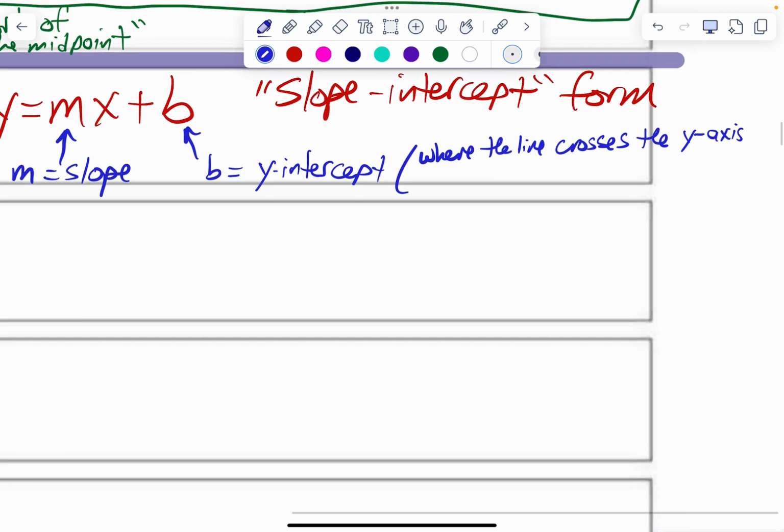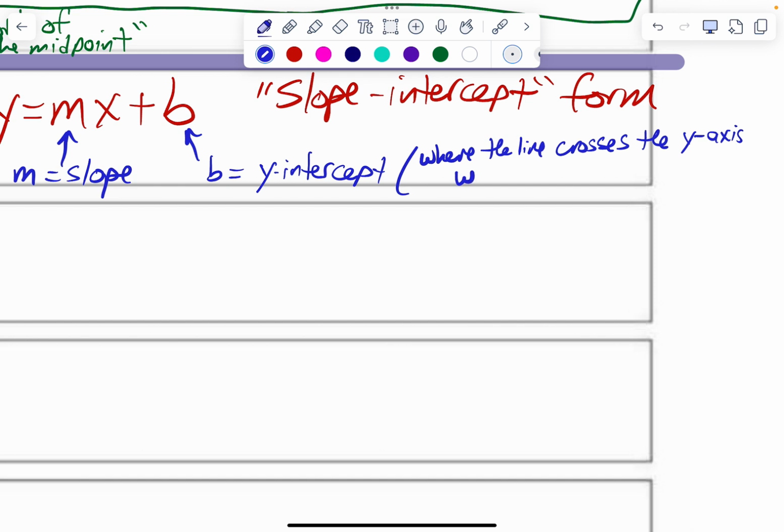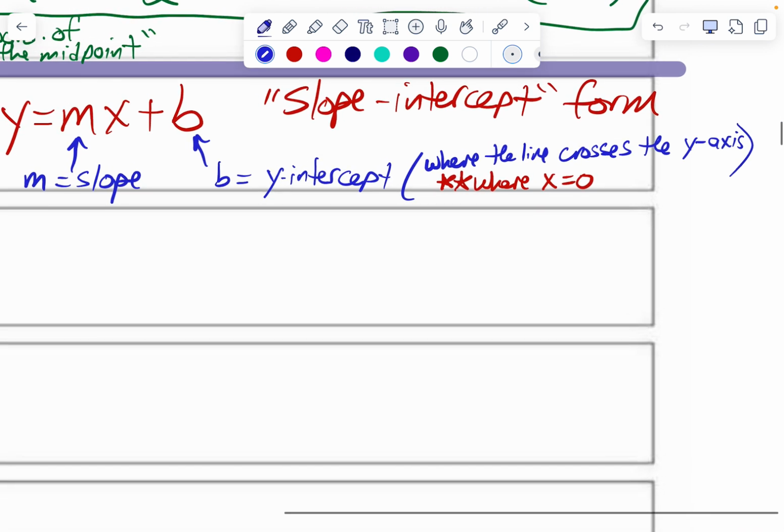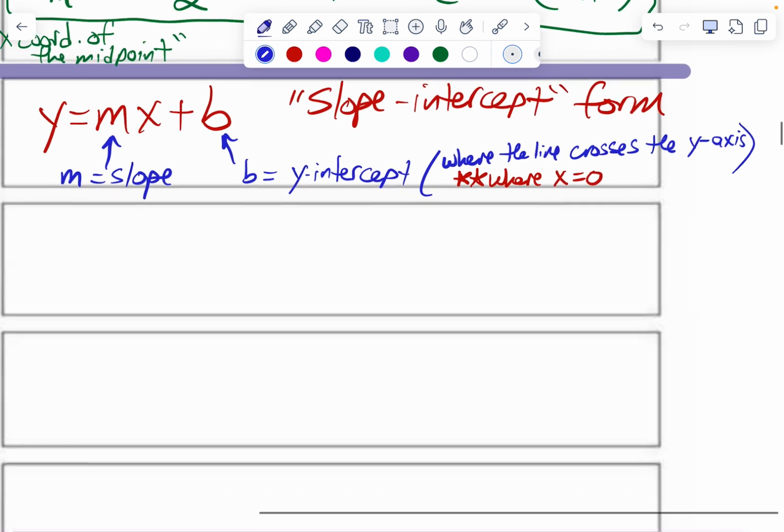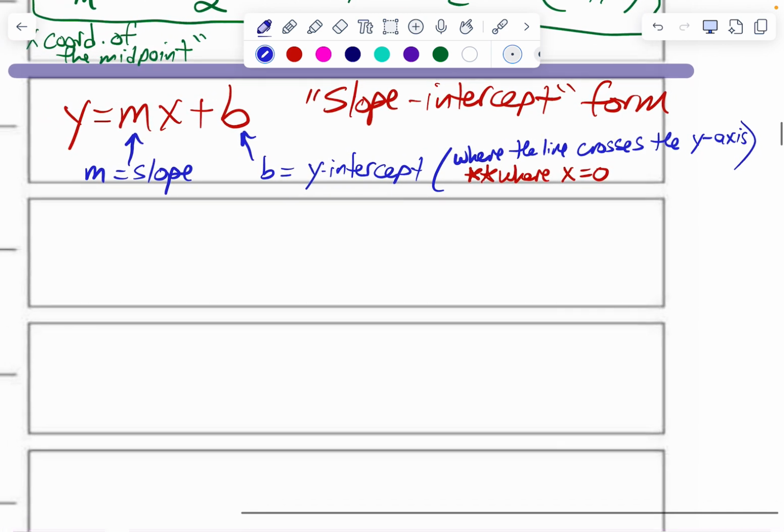And then here's the big deal with that. It's where x equals 0. Because every coordinate on the y-axis has an x coordinate, every point on the y-axis has an x coordinate of 0. So you can often just set x equal to 0 and solve for the y-intercept. Okay.